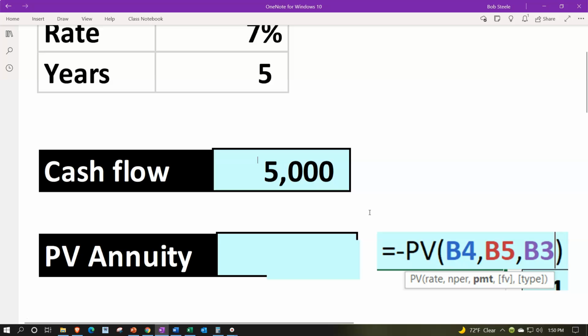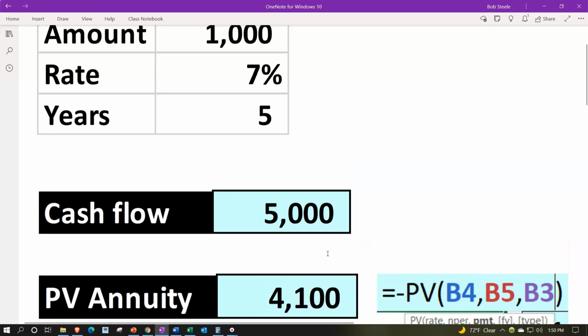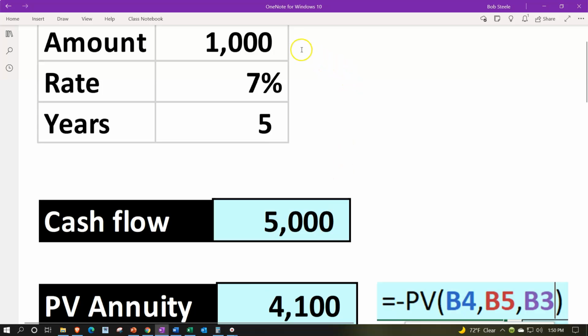If we take the present value of the annuity, bringing that back then to time period 0, we should come up with something less than 5,000. That's going to be the 4,100. In other words, if we had 4,100 at time period 0, and we were to take out $1,000 for 5 periods, 5 years we'll assume here, and still receive a return of 7%, we would be able to do that with, instead of having 5,000, only having the 4,100.